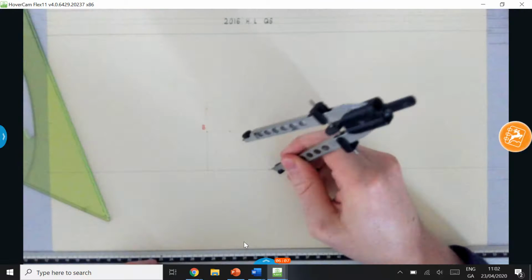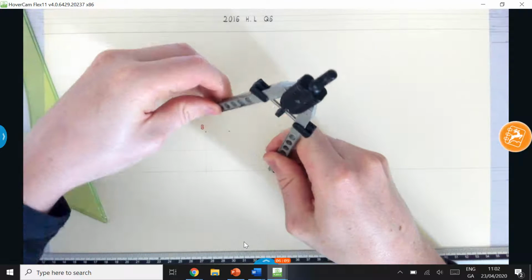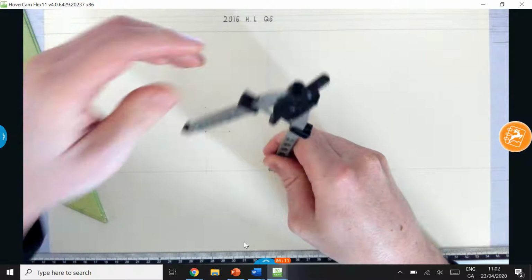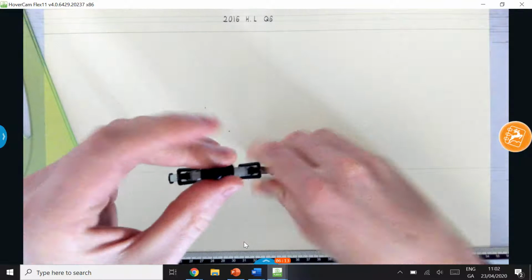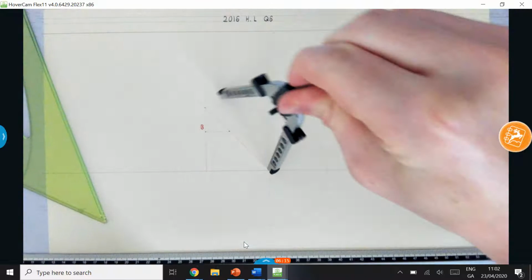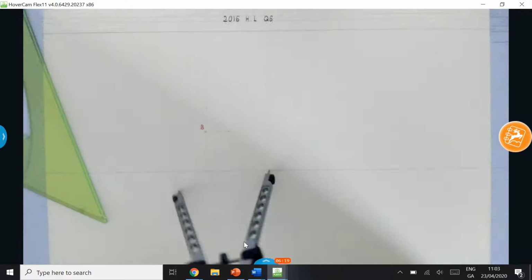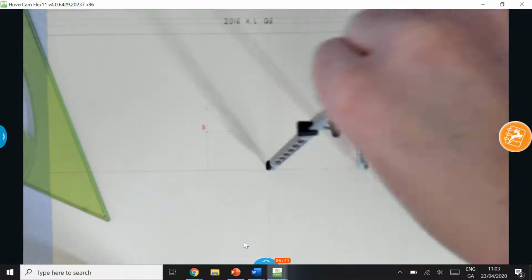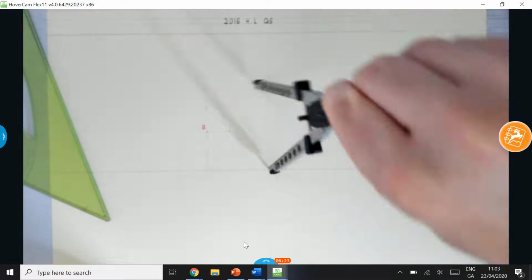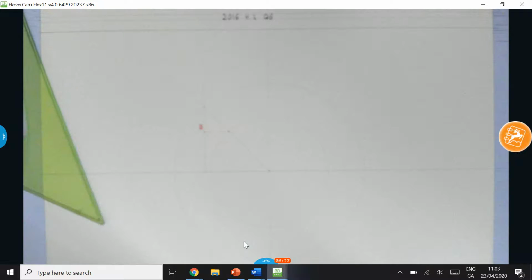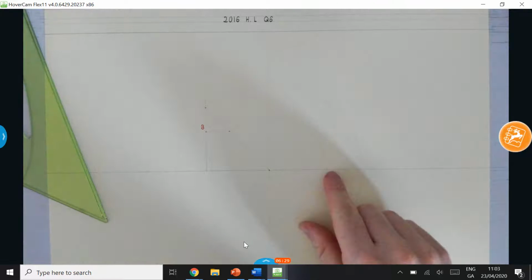So we can get our compass now, open it up to that last point that we just found, and swing our major circle. Okay, so now we have our minor circle, our major circle, and we can start to draw our ellipse.